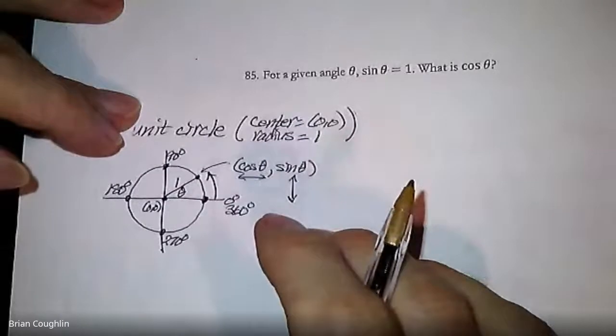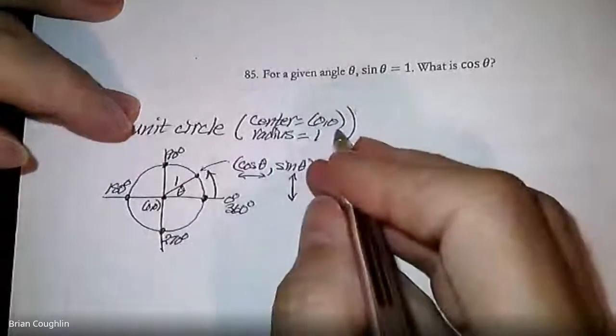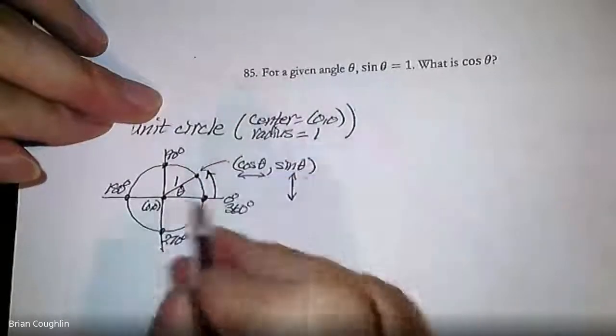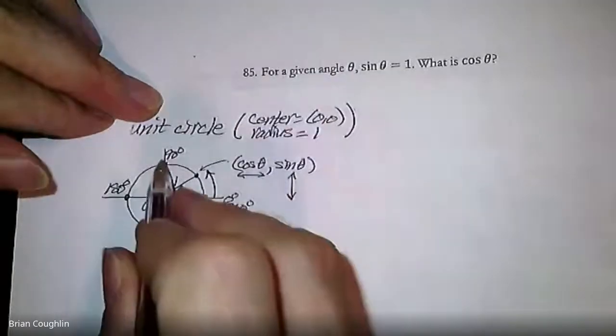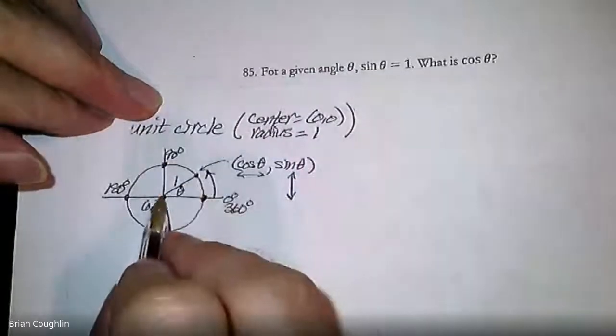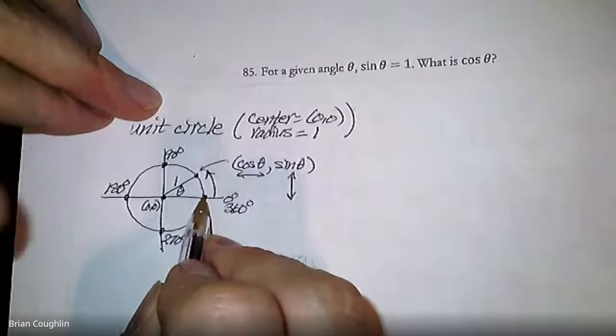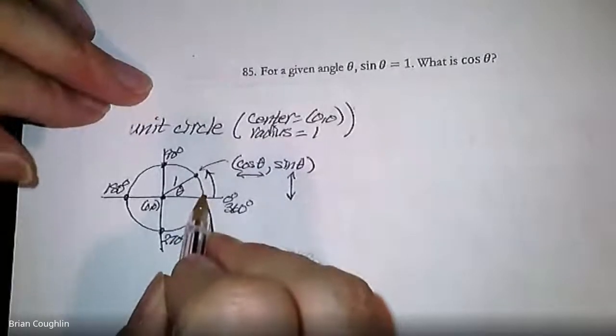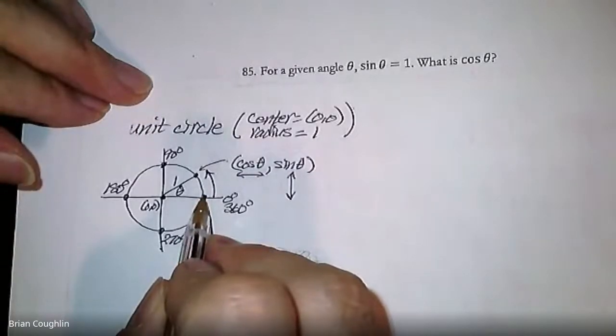Just a second. There we go. I had to adjust the lighting there. The sine of theta is equal to 1. Now that's curious. Remember, sine is how far up or down on the circle. If you're right here, like at the 0 degree position, you're not up or down at all. The sine of theta right here would be 0.